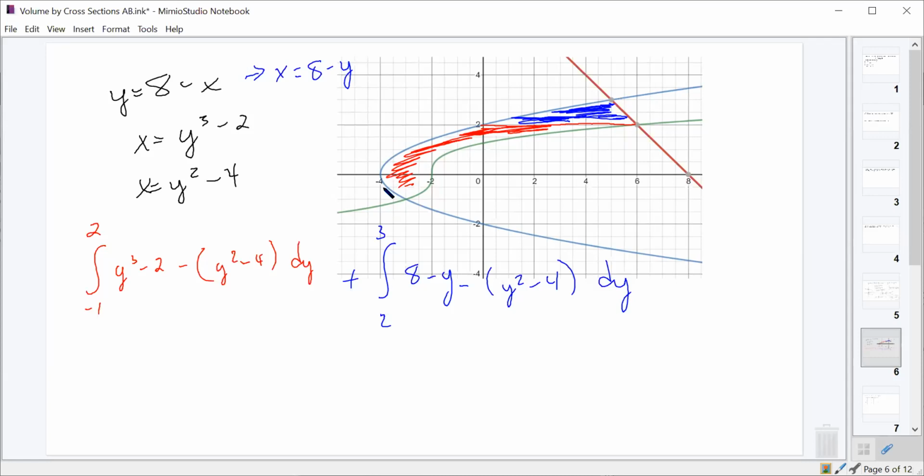And so then you just integrate this. I'm not gonna go through the steps of the simplifying and the integration, but that's the setup. The setup's the hard part, right? You know, y to the 4th over 4 minus 2y minus y cubed over 3 plus 4y. Plug in some numbers. 8y minus y squared over 2 minus y cubed over 3 plus 4y. Plug in some numbers and evaluate. Does that make sense to everybody?